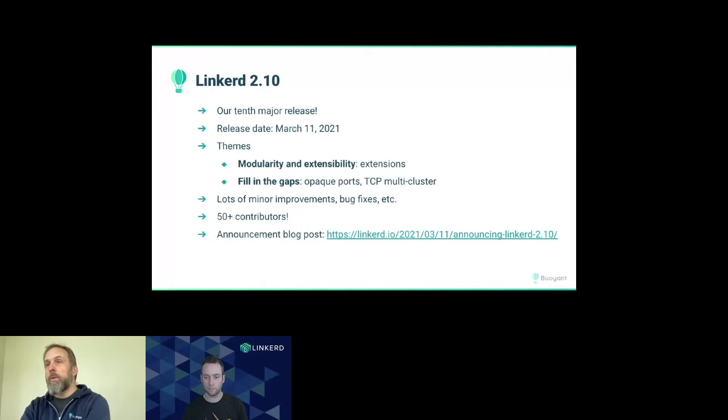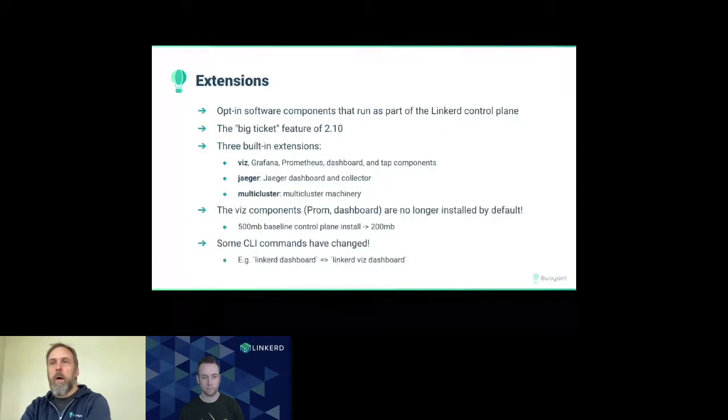So if you remember in 2.9 and earlier, Viz was shipped by default. Multi-cluster, which we added in 2.8, was installed through this kind of ad hoc mechanism, Linkerd multi-cluster install. And then Jaeger, we had some extra docs around how to add the span collector and the UI. So we've basically unified all that into the same model called extensions. And then the other big implication here is that the Viz components are no longer installed by default.